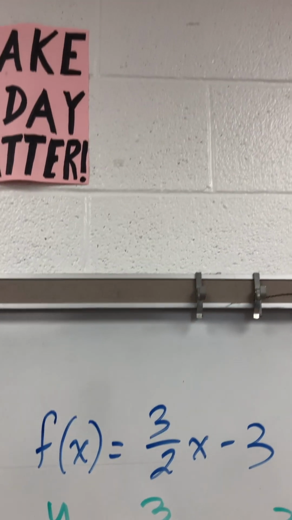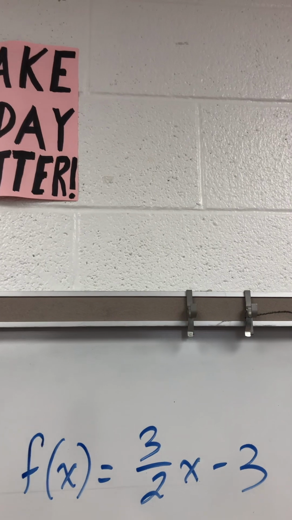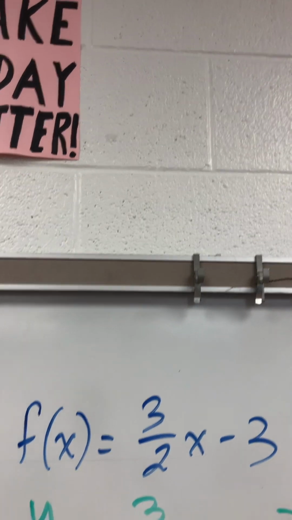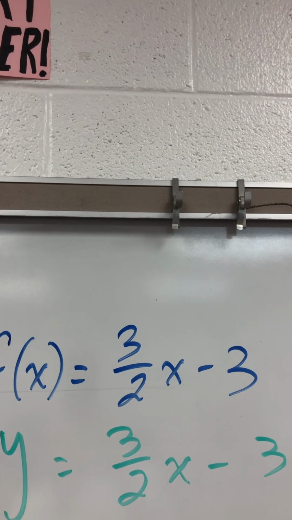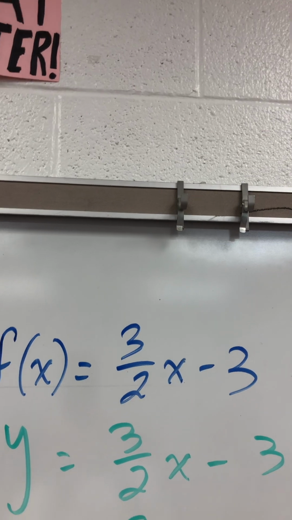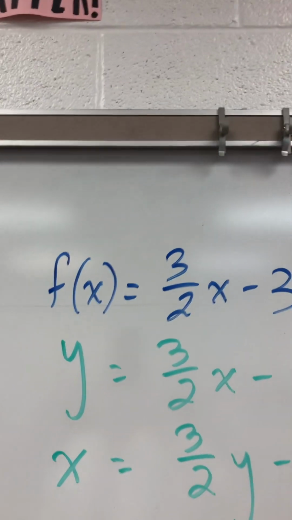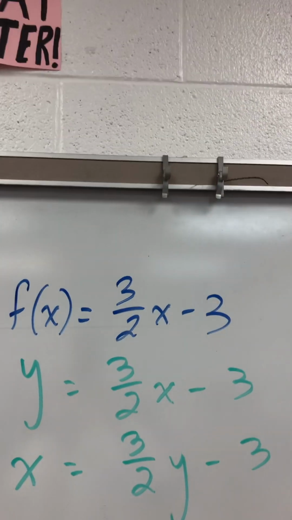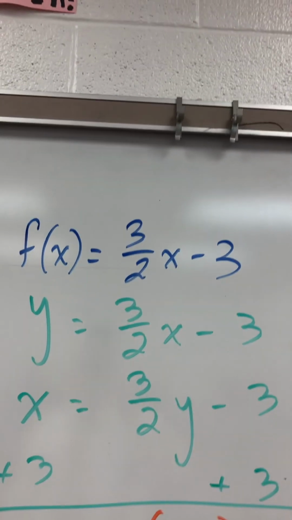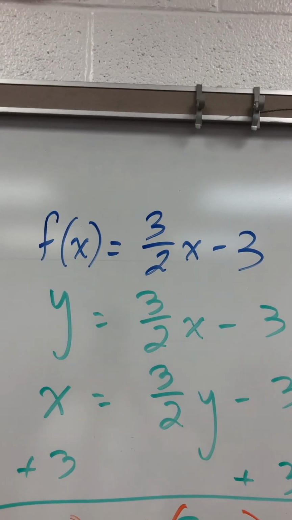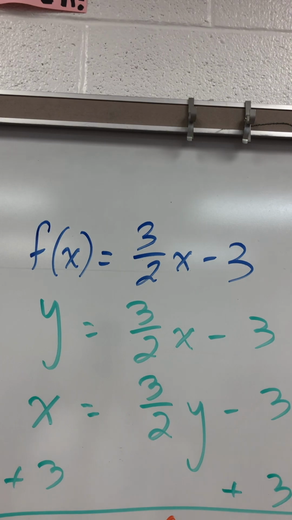F of x equals 3/2x minus 3. Y equals 3/2x minus 3. So flip the x and the y. X equals 3/2y minus 3. Add 3 to both sides. You get x plus 3 equals 3/2y.